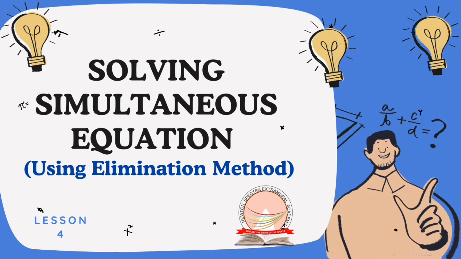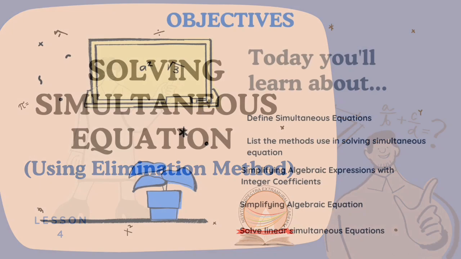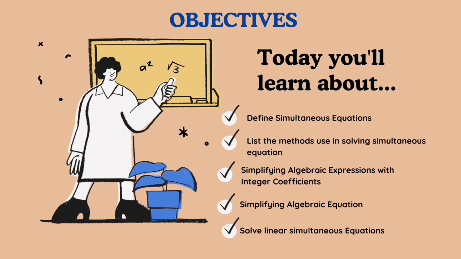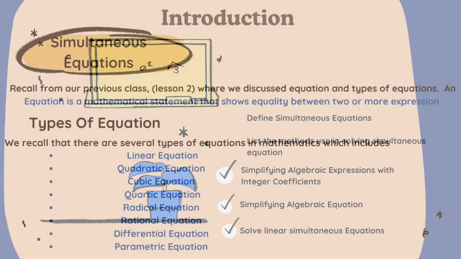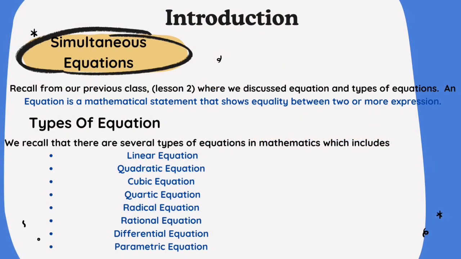So let's get started. Solving simultaneous equations using the elimination method. We recall from our previous class, lesson 1, where we discussed equations and types of equations, and we defined an equation as a mathematical statement that shows equality between two or more expressions.